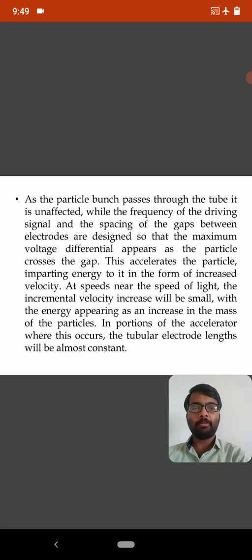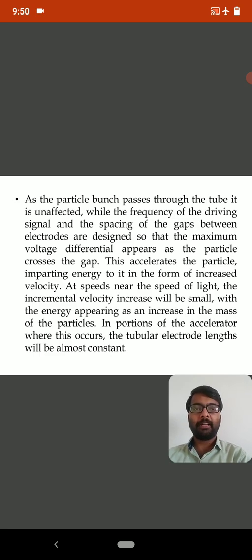As the electrons pass from one cylindrical electrode to another, there will be an increase in velocity as well as energy. So this is the construction and working of this linear accelerator. It can be used for a variety of applications. The advantages of this linear accelerator are that it can be used for production of X-rays, which can be used for radiotherapy treatment in the field of medicine.